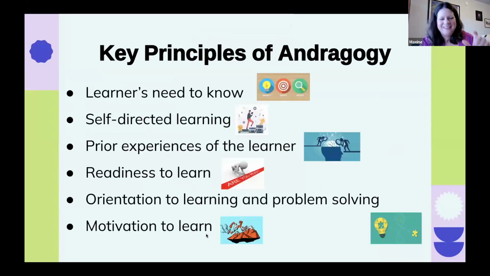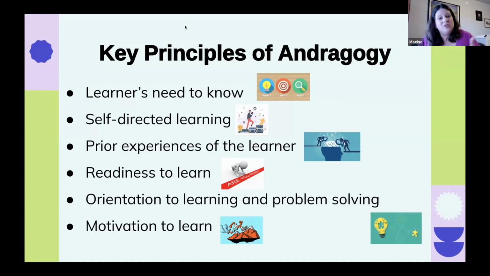So we've got those links. So I'm going to talk now a little bit about these key principles. And so if you've got questions, you can write them in the chat. The first principle that Knowles talks about is the learner's need to know. This is really the concept that learners need to know what they're learning, why they're learning it, how they're going to learn it, right? It's why in the beginning of lots of sessions, we'll go over what the objectives are. People will share kind of, here's the agenda for the day.